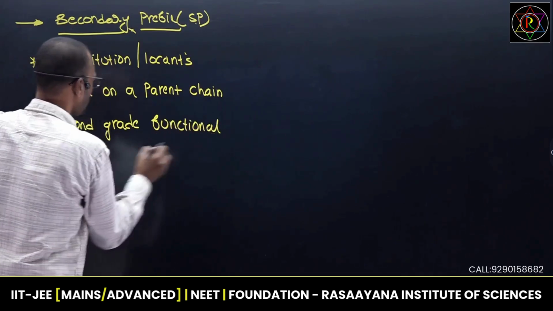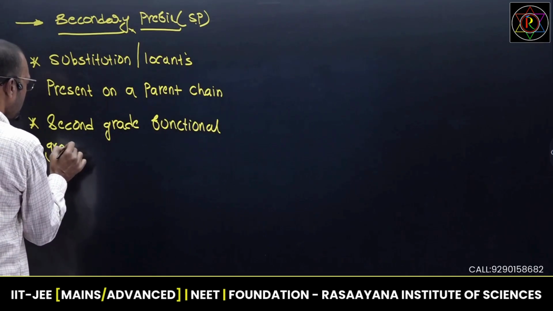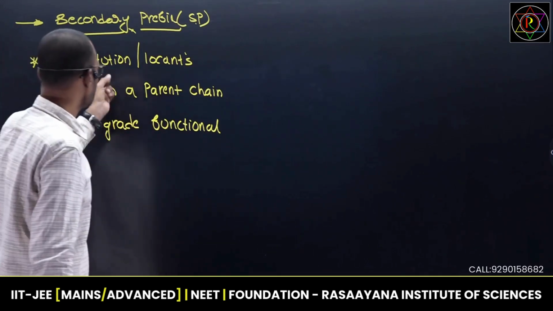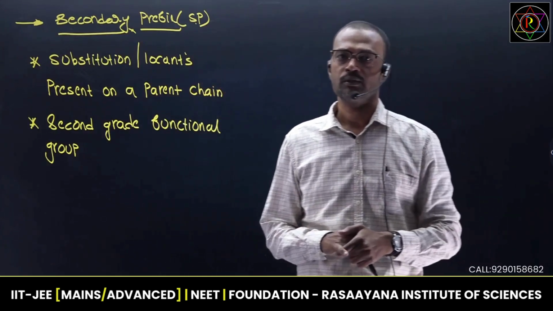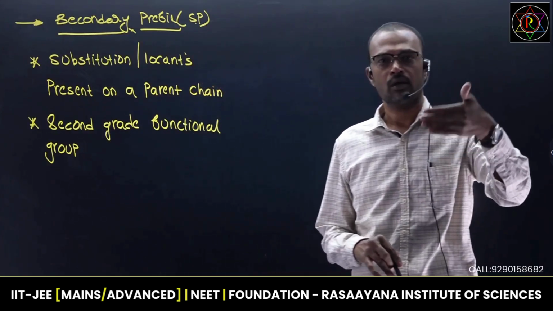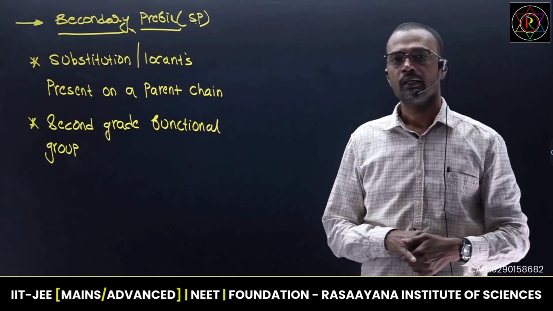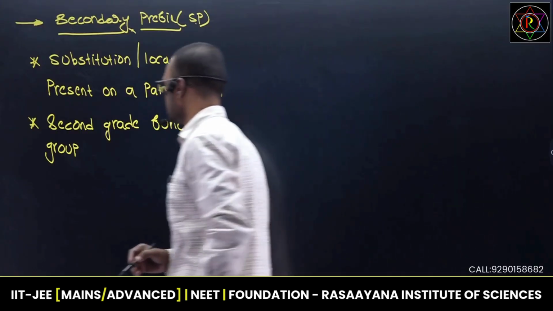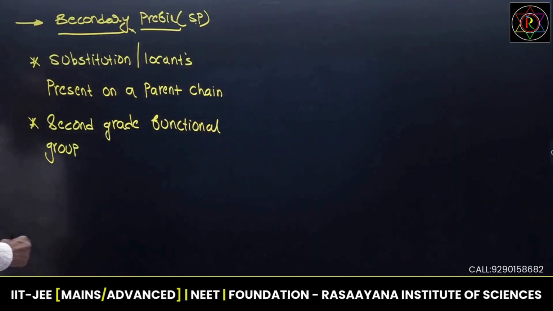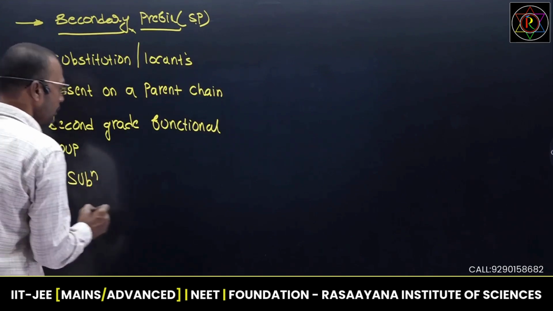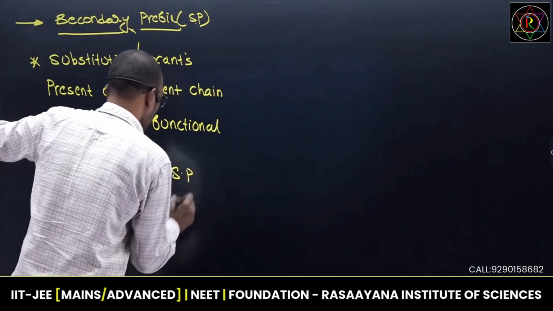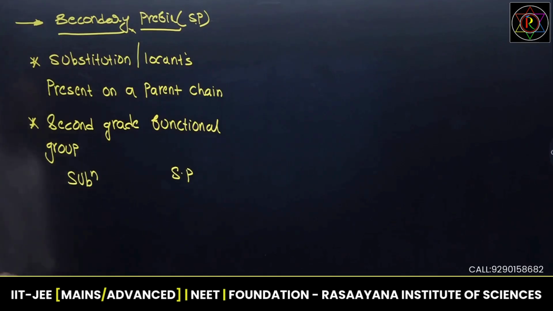Second grade functional group. It is not a primary functional group. Second grade functional group is also called substitution. So now I am going to maintain 2 columns. First I will write the fragment or substitution. Second I will write the secondary prefix of that corresponding substitution. Okay. So here it is a substitution or locant and this is called secondary prefix of that particular substitution.